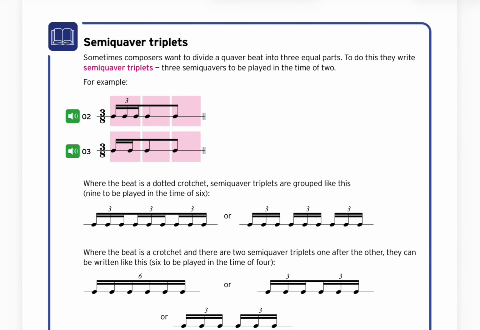Hello friends, today we are going to do the next part of our note values. So in this one today we are going to learn the semiquaver triplet. Okay, what we mean is that generally we write a semiquaver triplet. Sometimes composers want to divide a quaver. So this is a quaver, right? Now if you divide it into two semiquavers, you will write it like this, right? But you have to convert it into a triplet.